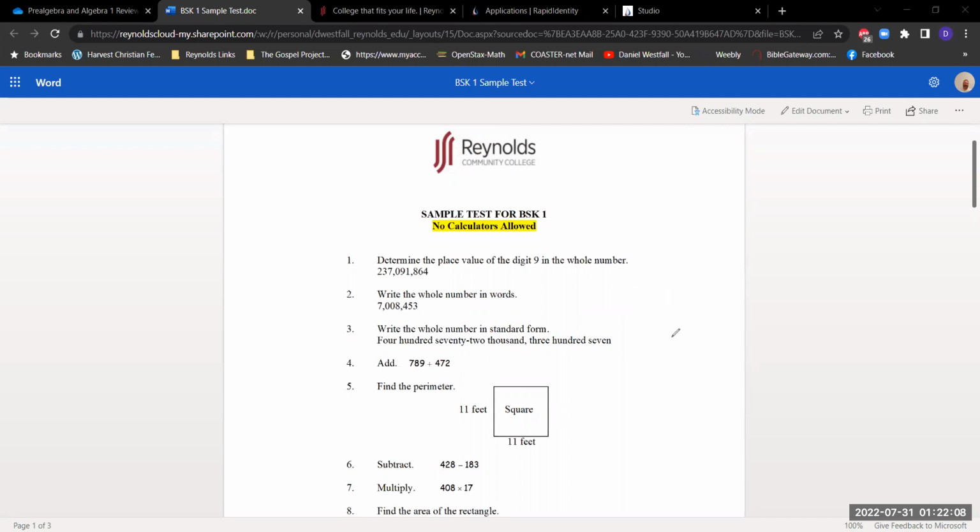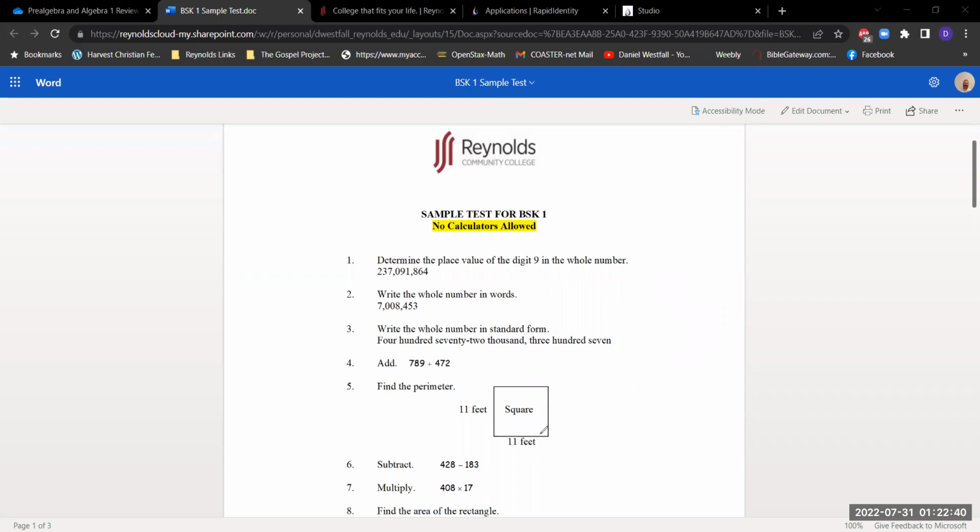Now going to add these two numbers together. 472 is added to 789. We add them. 9 plus 2 is 11. We're going to carry. 8 plus 7 is 15, plus the one that we carried is 16. 7 plus 4 is 11, plus the one we carried is 12. So we get an answer of 1,261.